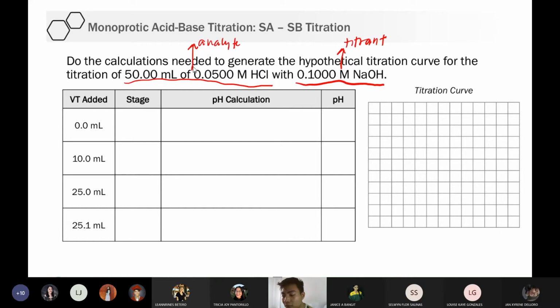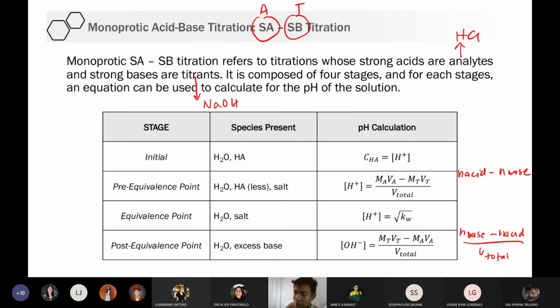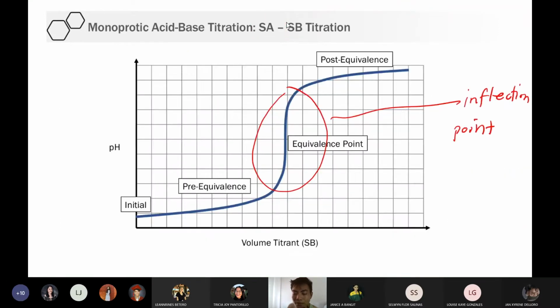Ano yung analyte mo? Strong acid kasi HCl. Ano yung titrant? Strong base. NaOH yan eh. So, strong acid, strong base. Pag alam mo na strong acid, strong base yung condition mo, you use these equations. Okay? So, ganun gagawin nyo ha.